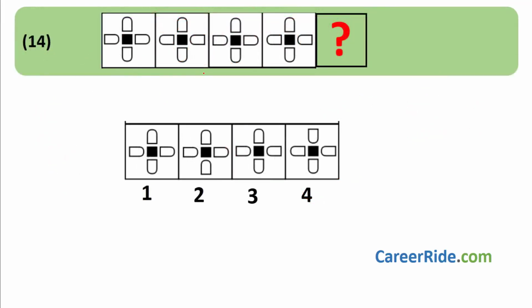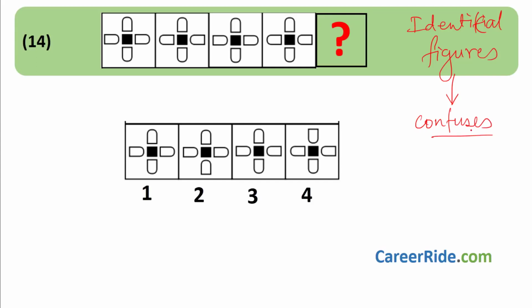Question number 14. By looking at the first sight only you can say this is an example of identical figures. Observe all the 4 figures. You will realize that all of them have the same elements. They look absolutely similar with very, very small changes. So first step, we have found identical figures. Now this is very easy to solve, because in identical figures the main twist is that they want to confuse you by changing very, very small things.